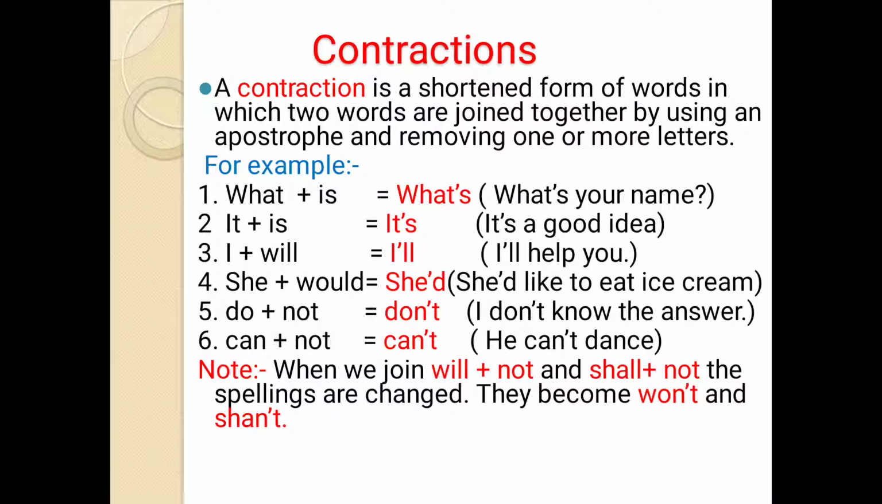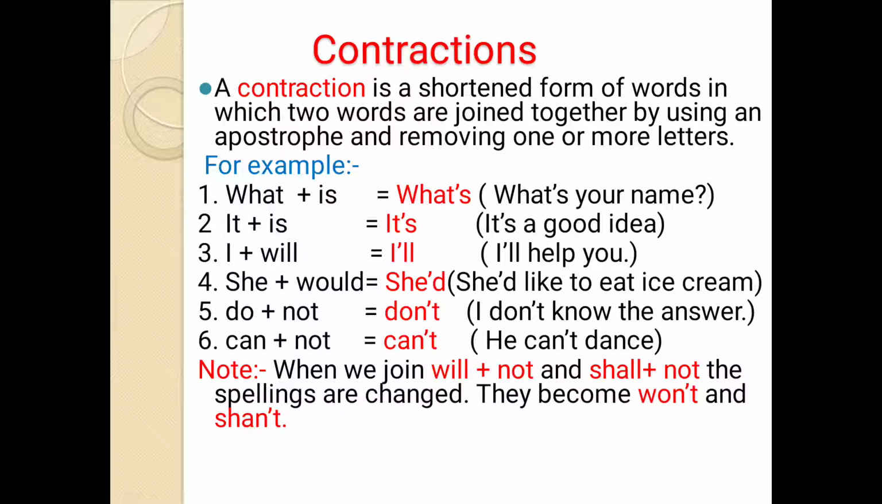हम टू वर्ड्स को शॉर्ट करके कुछ लेटर्स रिमूव करके हम उसकी जगह अपोस्ट्रोफी यूज़ कर देते हैं एंड दैट बिकम्स अ कॉन्ट्रैक्शन. लेट्स सी द एग्जांपल्स. व्हाट प्लस इज़, अगर व्हाट और इज़ को हम कॉन्ट्रैक्ट कर दें, शॉर्टन कर दें, तो ये बन जाएगा व्हाट्स. व्हाट्स योर नेम? इट एंड इज़ बिकम्स इट्स. इट्स अ गुड आइडिया.